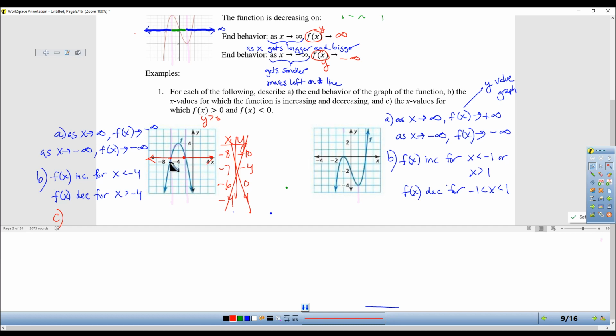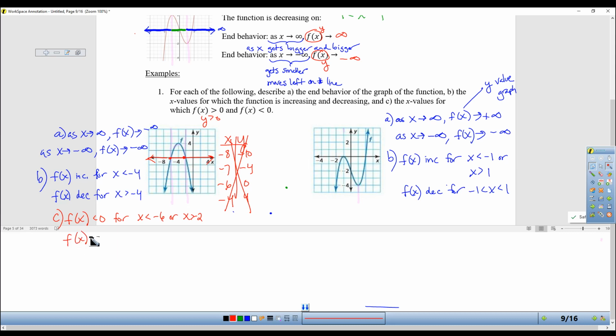So where is the y value less than 0? f of x is less than 0 for x is less than negative 6, or x is greater than 2. For negative 2. Once you get to negative 2, they're all negative values again.